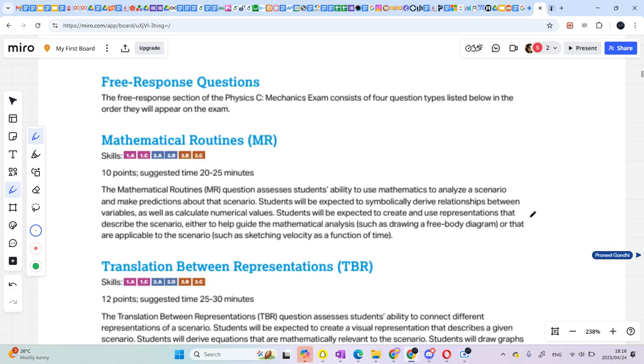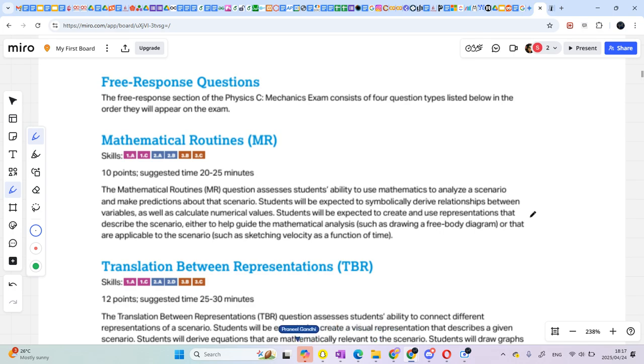And you'll have to create and use representations that describe the scenario, to help guide your mathematical analysis. So that could be a free body diagram, or something like that. Or representations that are applicable to the scenario, like sketching velocity as a function of time or some other graphing of quantities. And this question is worth 10 points. And the suggested time is 20 to 25 minutes.